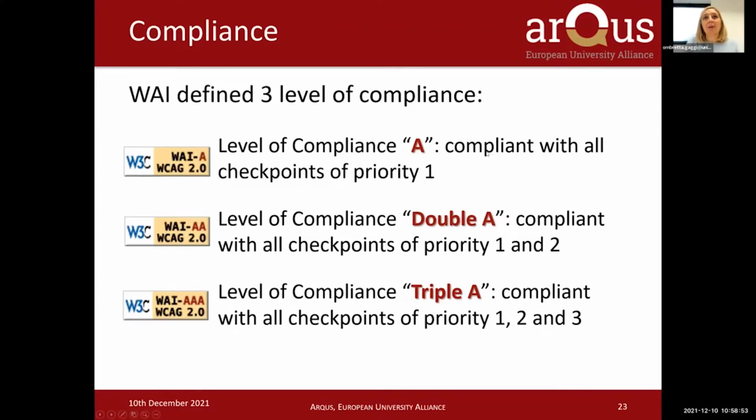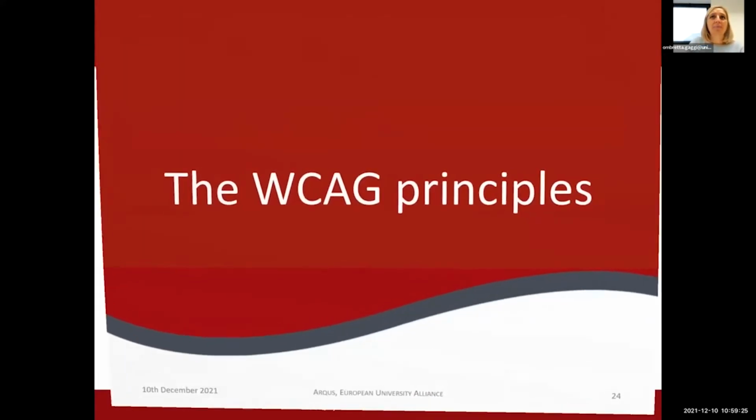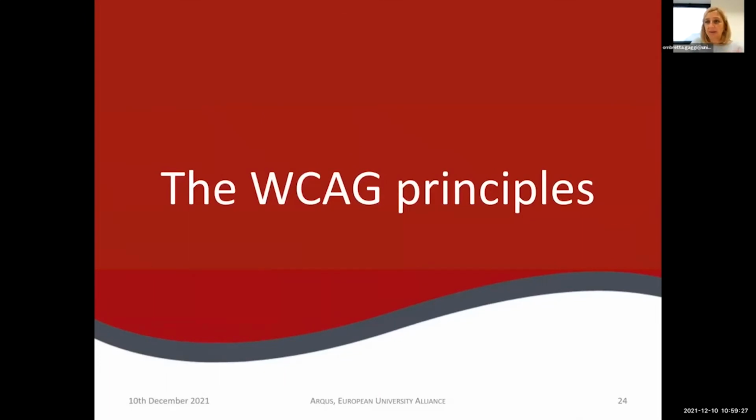When we are compliant with all the checkpoints of priority level 1, we say that the website or the document has a level of compliance A. When the document is compliant with all the checkpoints of priority levels 1 and 2, we say that the document has a level of compliance double A, and triple A when the document, the website, or the presentation is compliant with all the checkpoints of priority 1, 2, and 3. So this is how the guidelines are organized. Now let me show you what the guidelines require.